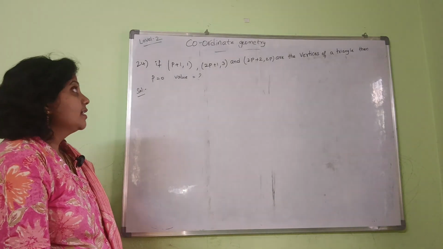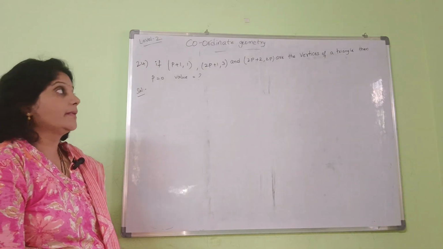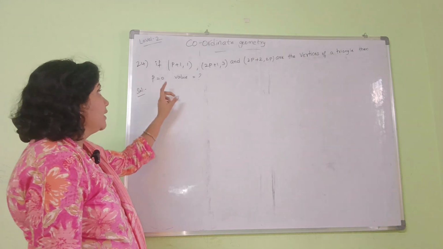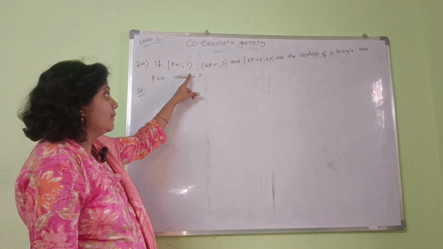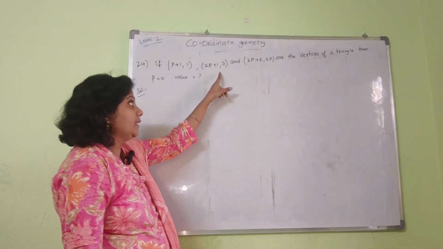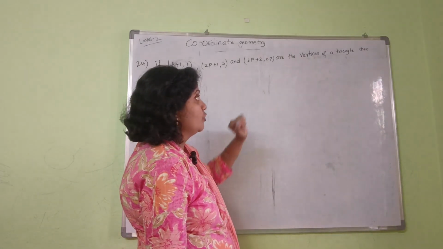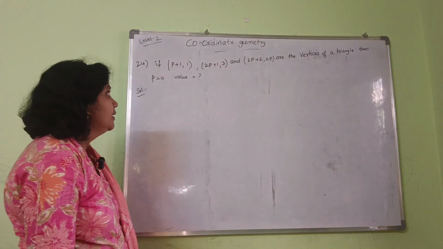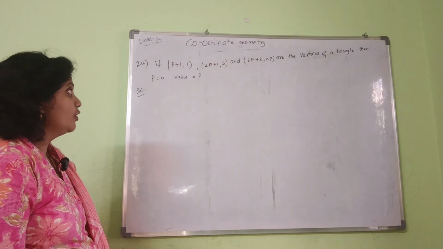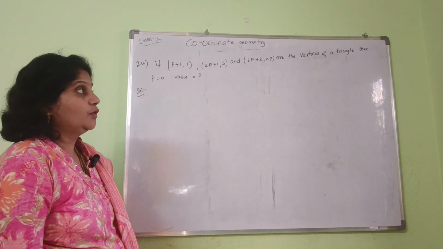Today we will discuss level 2 problems in coordinate geometry. So what is the question? If (p+1, 1), (2p+1, 3) and (2p+2, 2p) are the vertices of a triangle, then we need to find the value of p at 0.